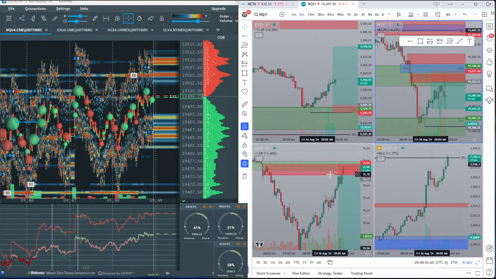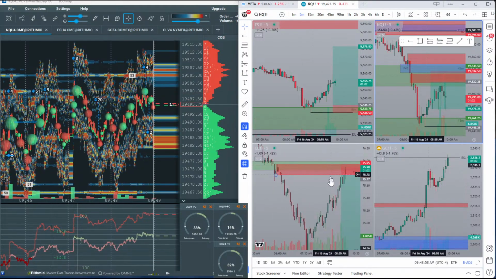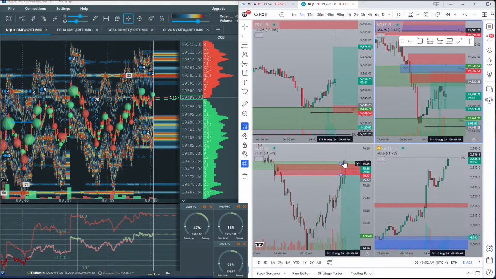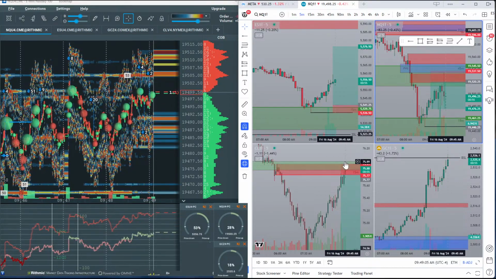Crude, stayed out of crude for a reason. I'd consider it if we break crude supply and then reverse, while we fail to hold above it.